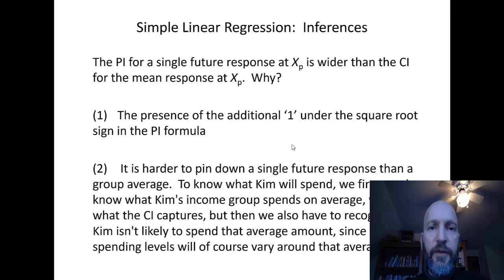And why is that? We came up with a confidence interval by estimating the average for all people with an income of $44,000. And that's a good place to start if we're going to try and estimate Kim's spending. But we can't really expect Kim to spend exactly at the average. In fact, there's going to be inherent variability for each individual, and that's really what we're taking into account when we calculate the prediction interval, and that's why the prediction interval is always going to be bigger than the confidence interval.